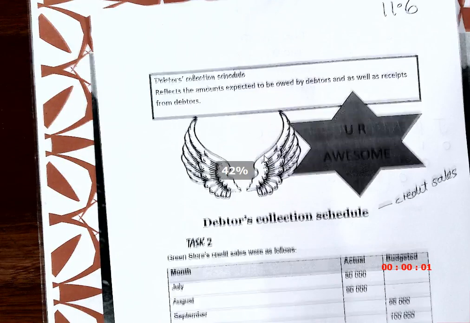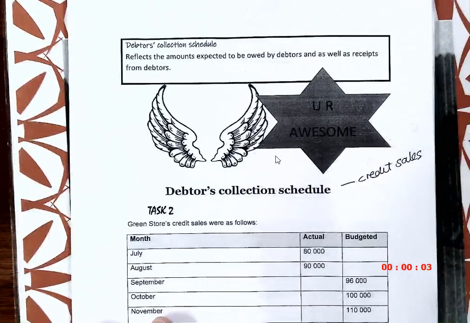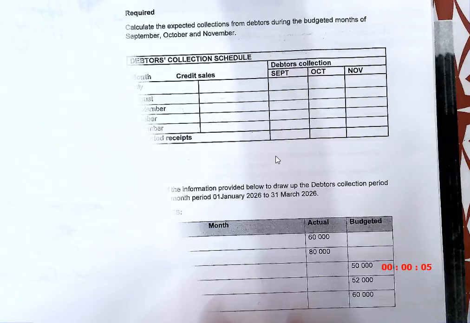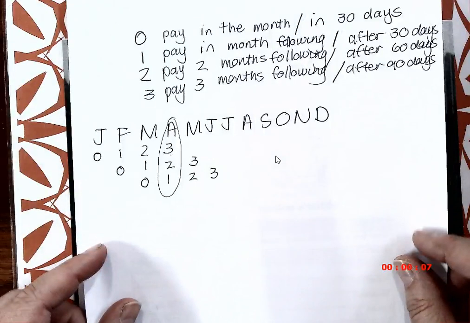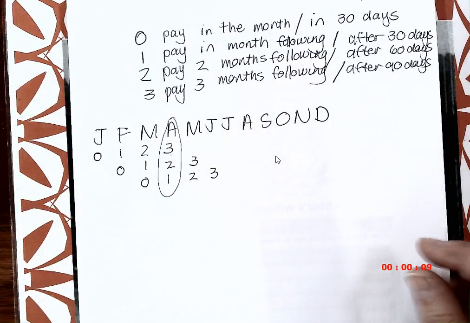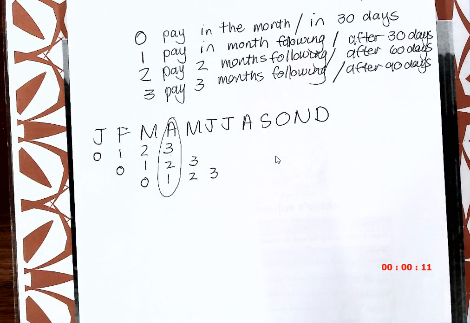In the transaction schedule, I said to you, please remember I use the codes. And listen, if the codes don't work for you, you find another method. This is what works for me. I say 0 is the month of the transaction. Okay? 1 is the month after the transaction.